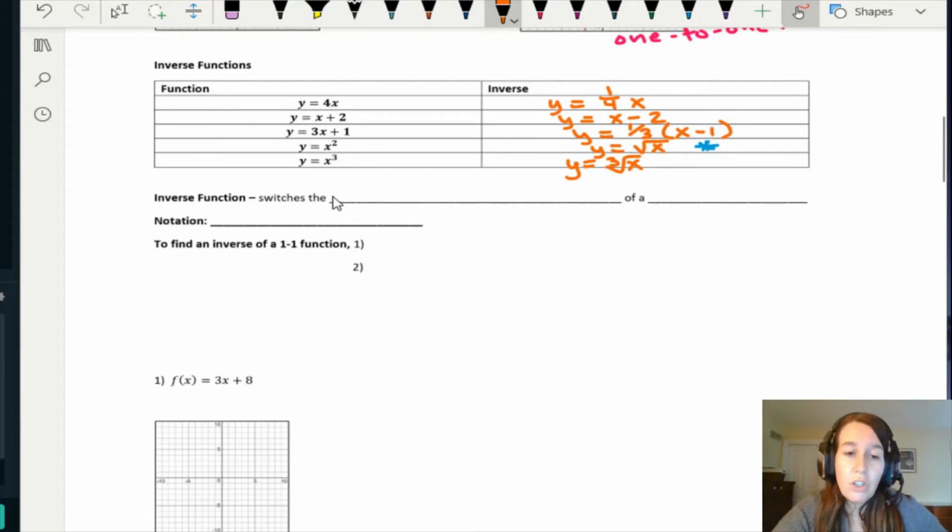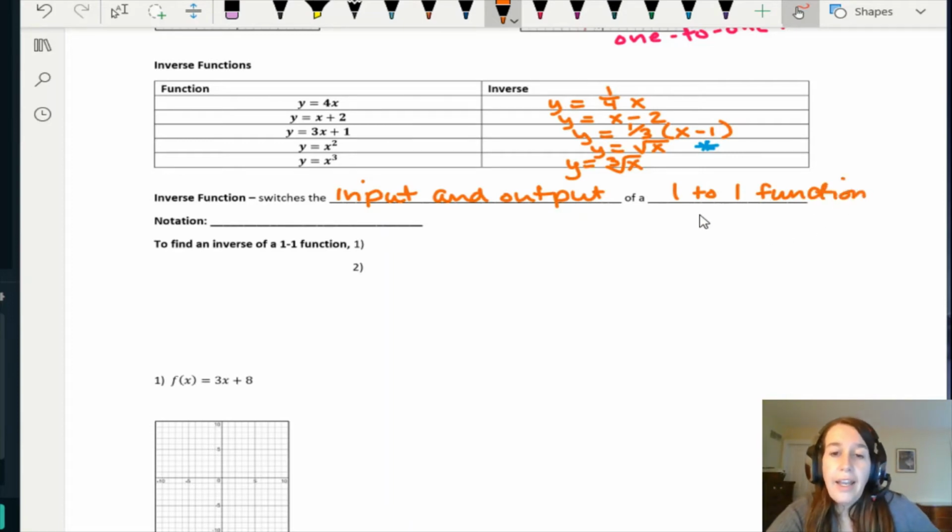So an inverse function switches the input and the output of a 1-to-1 function. Okay, and that's why I put a little star by the y equals the square root of x, because notice y equals x squared is not a 1-to-1 function, so its inverse is actually really not just the square root of x, it's just not perfect. So what we have to do on this will be a domain restriction to make the inverse work.